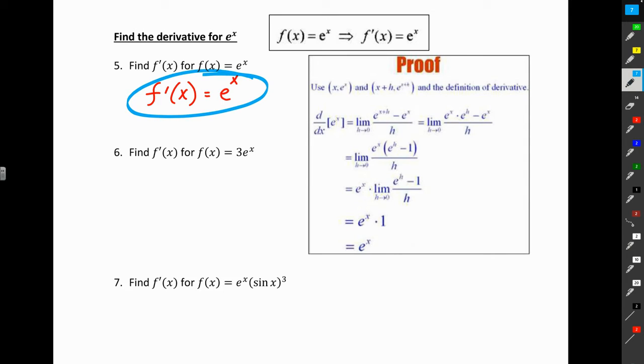For number 6, it's really just as easy. We're being asked to find the derivative of 3e to the x. So that derivative is just 3e to the x. We like these, they're easy.